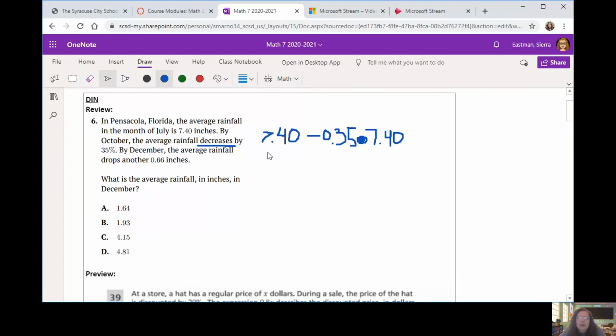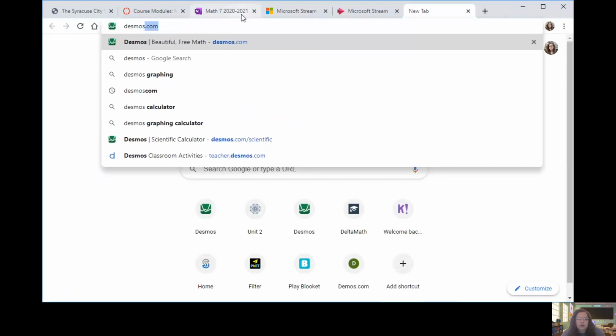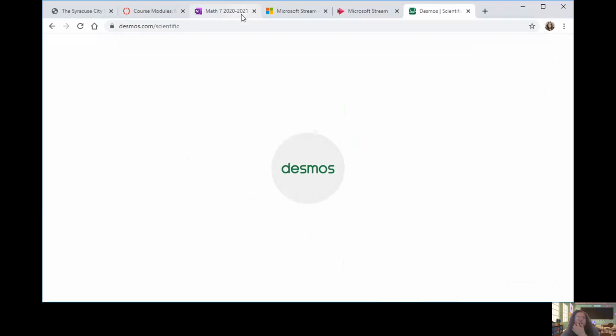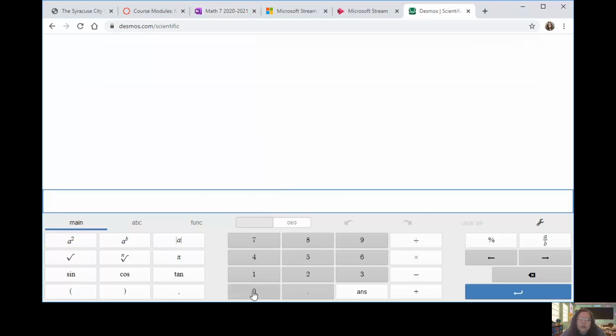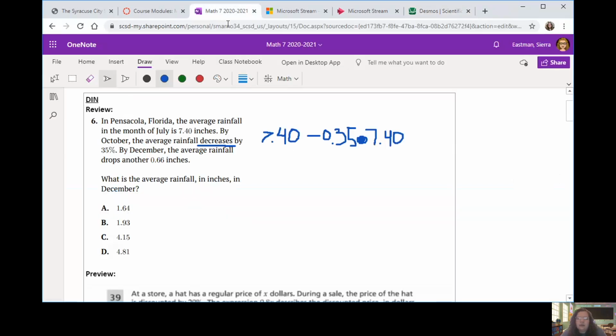I'm going to figure out what this equals first before I even go on to the second step. So let me go ahead and open up my desmos.com/scientific calculator. I'm going to multiply 0.35 times 7.40, and we get 2.59. So my 7.40 here is staying the same. We haven't used it yet. And I'm subtracting 2.59.